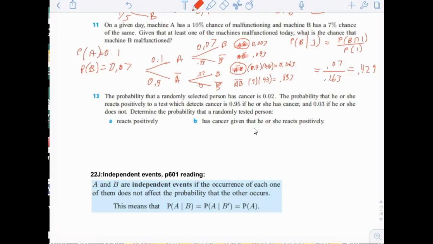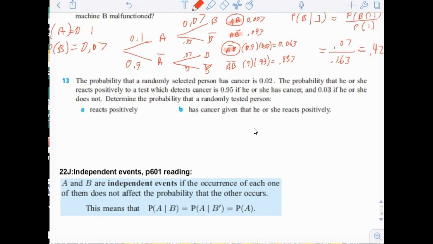Okay, let's draw a tree diagram first. Probability that a randomly selected person has cancer is 0.02. So we'll say has cancer, does not have cancer. Has cancer, there's a 0.02 probability, and not cancer would be 0.98 probability. Probability that he or she reacts positively to a test which detects cancer, I'll note that as T, is 0.95 if he or she has cancer, and 0.03 if she does not have cancer. So, even if you don't have cancer, some of these cancer tests might detect that you have cancer mistakenly, and that's a 3% chance.